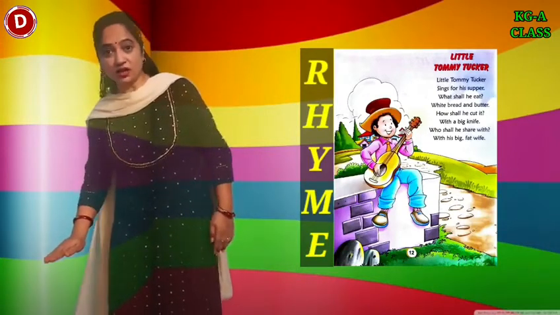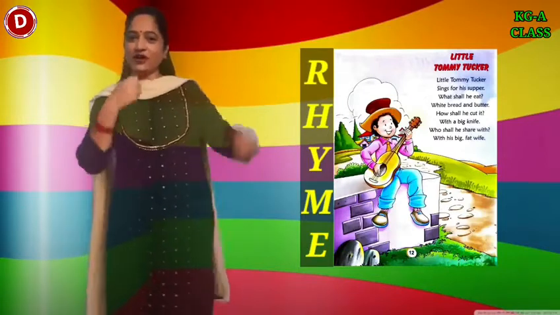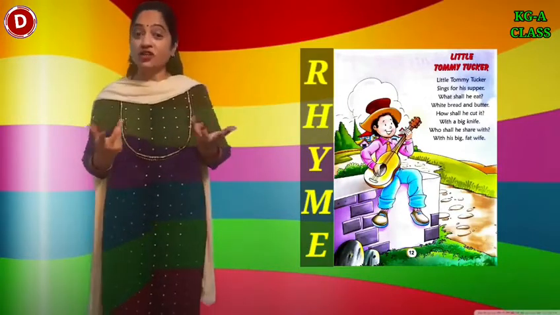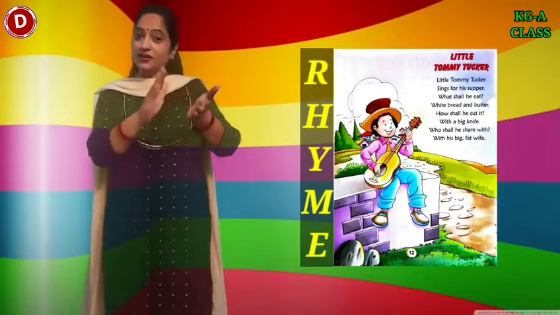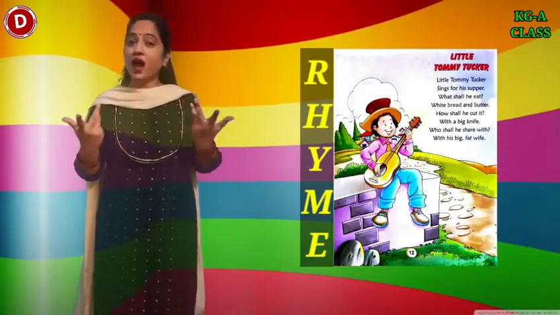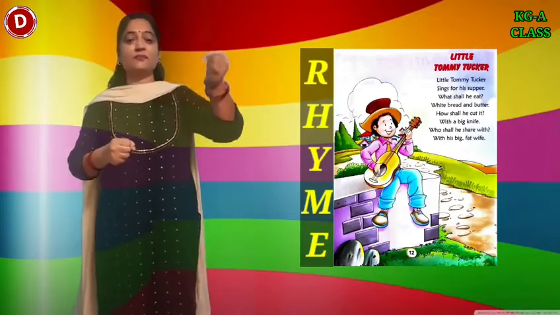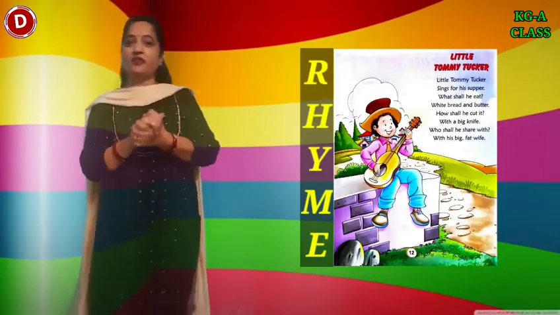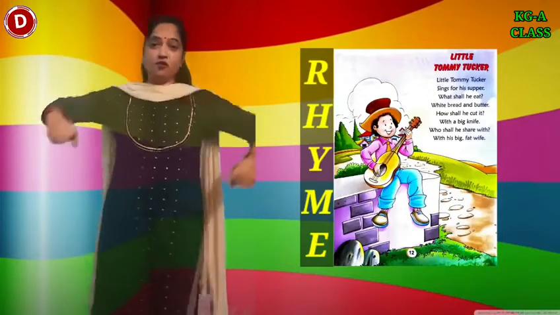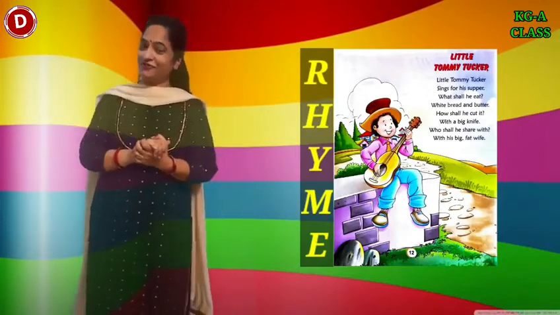Little Tommy Tucker sings for his supper. What shall he eat? White bread and butter. How shall he cut it? With a big knife. Who shall he share with? With his big fat wife.